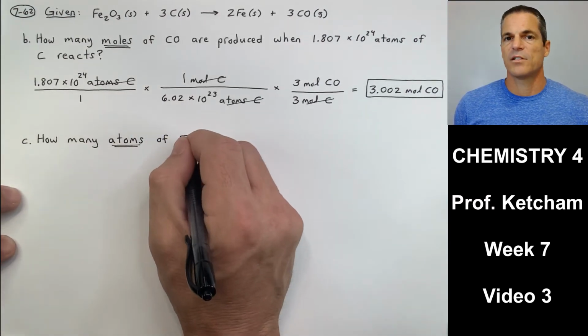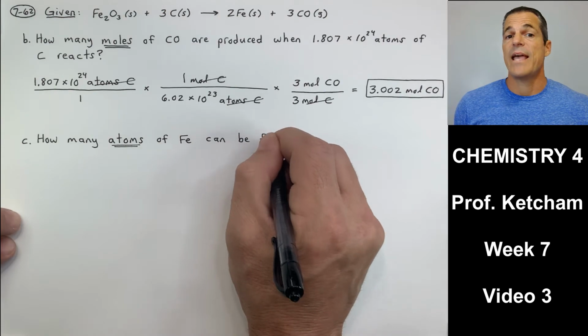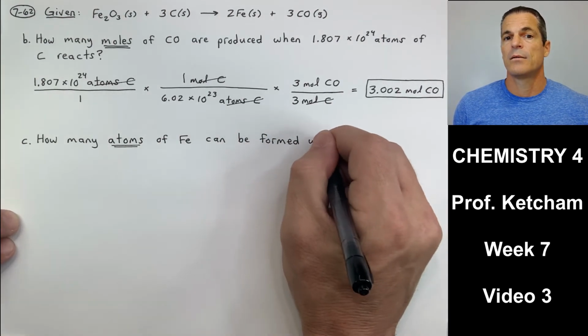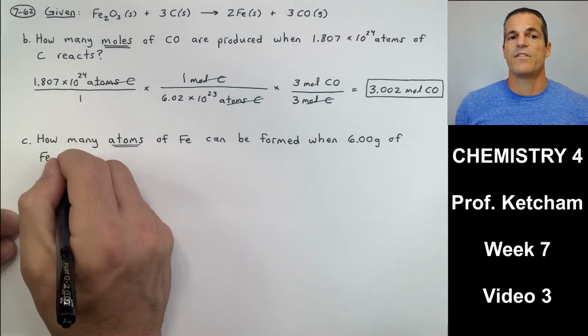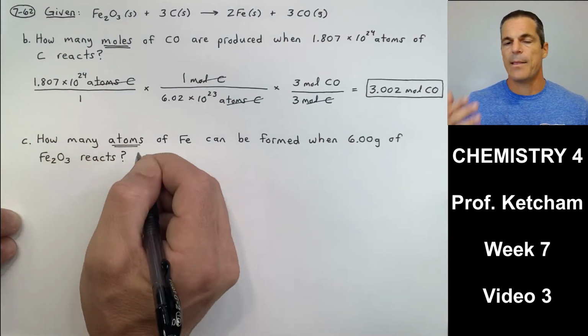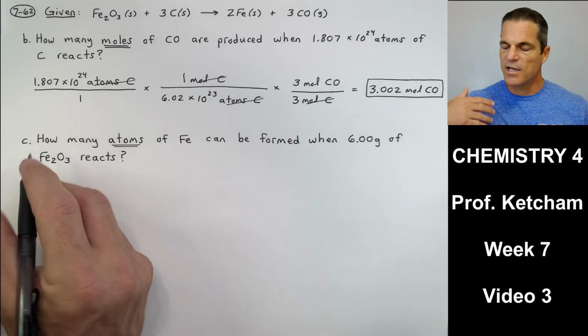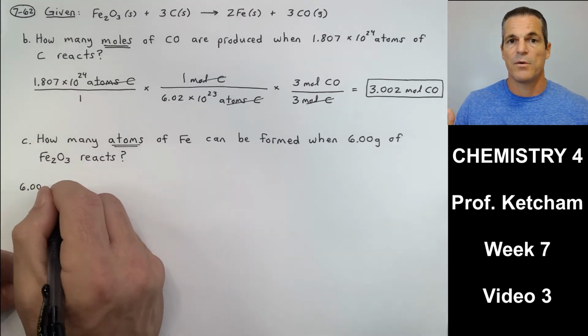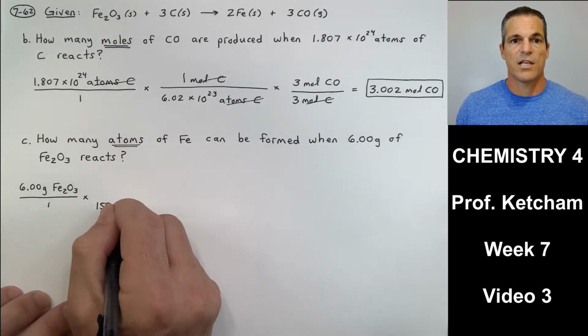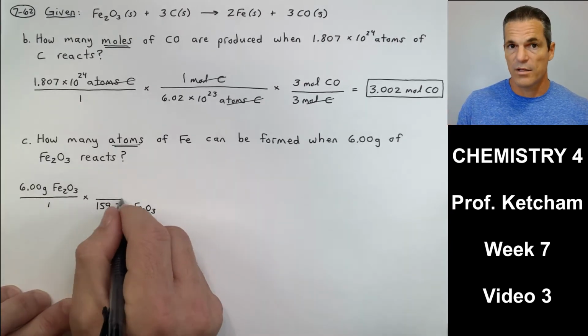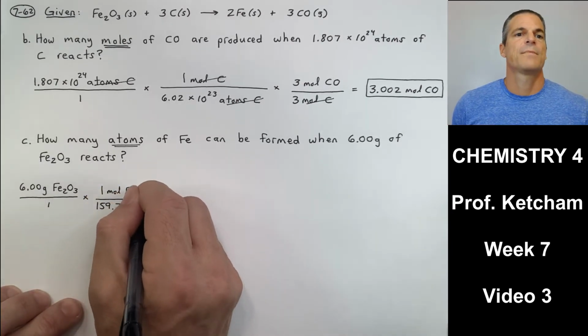All right, C. From the same balanced equation up there, it says, how many atoms of Fe can be formed when 6.00 grams of Fe2O3 reacts? Remember, atoms is the same thing as molecules. Because they're saying atoms, we know they're referring to an element, Fe, or carbon. If they were talking about CO, they'd have to use molecules instead of the word atoms.